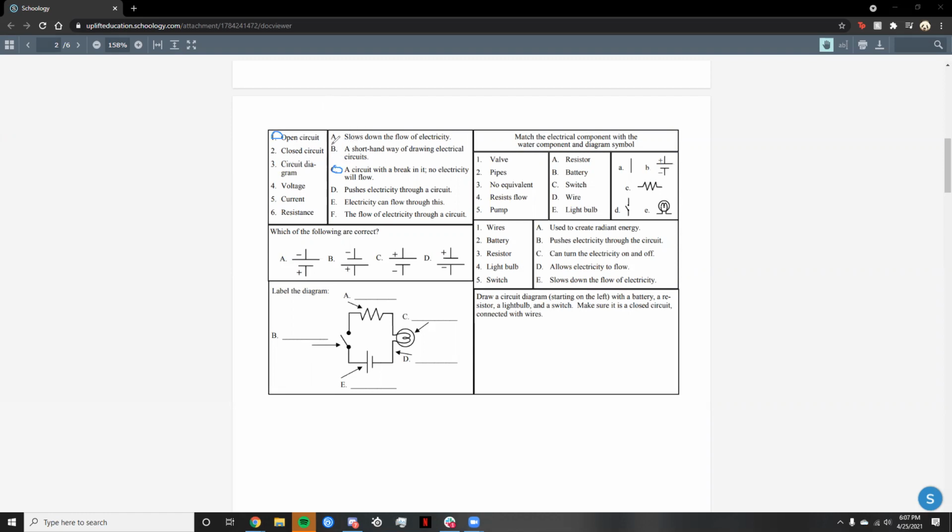Second one, closed circuit. A closed circuit is... I'm just gonna look at my thing. It's this one, E. Electricity can flow through this. That's closed circuit. Circuit diagram: a shorthand way of drawing electrical circuits. B and 3. Voltage. Voltage pushes electricity through a current. So 4 goes to D.